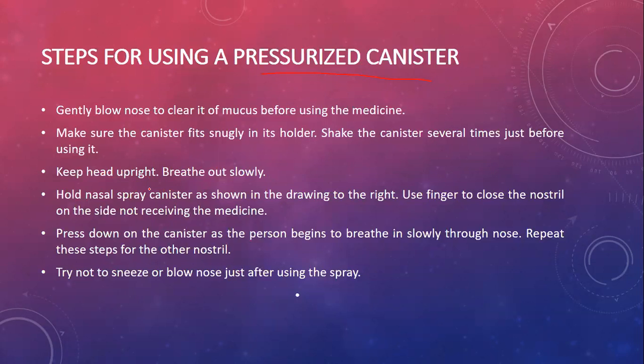Before using this canister, we should make sure that we place the head in an upright position and that the patient has breathed out normally or slowly. Hold the nasal spray canister as shown in the drawing to the right. Use a finger to close the nostril on the side not receiving the medicine. So the nostril into which we are not trying to instill the medication should be closed by a finger, and we insert the nasal spray tip into the other nostril. Press down the canister as the person begins to breathe in slowly through the nose. Repeat these steps for the other nostril.